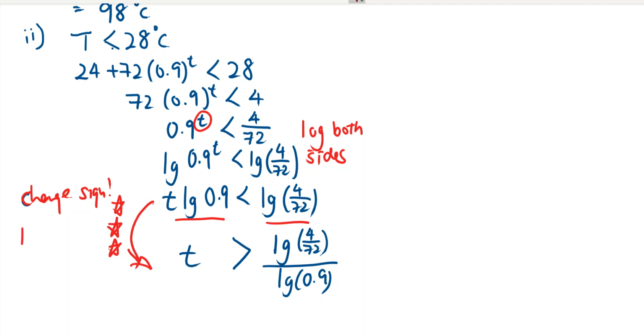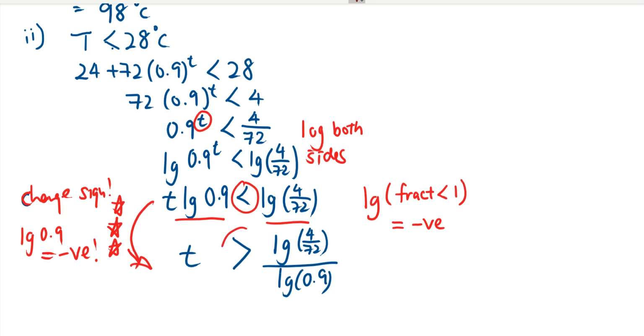Why? Because log 0.9 is a negative number. So when you divide by a negative number, the basics of inequality says that you must change the sign. Log of any fraction lesser than 1 will always give you a negative answer. So when you divide by a negative answer, you must change the sign. So in this case the answer is t must be greater than 27.4 minutes.